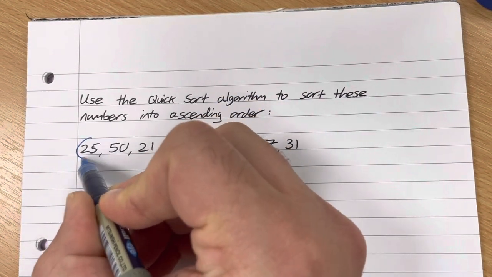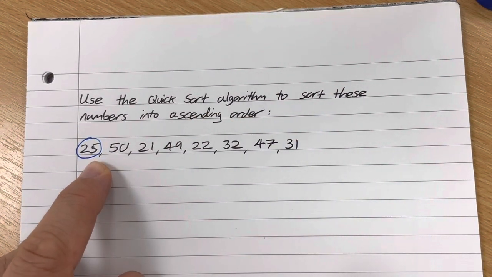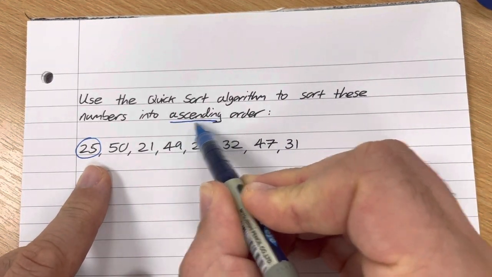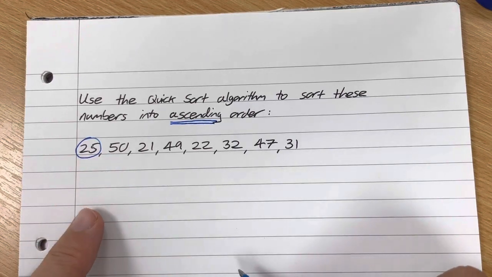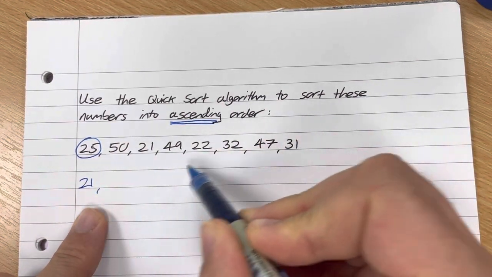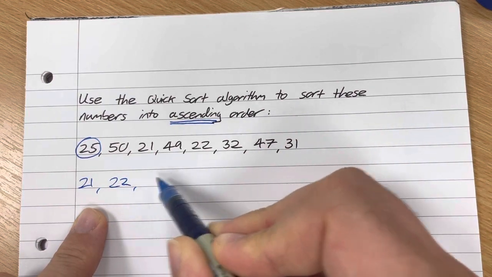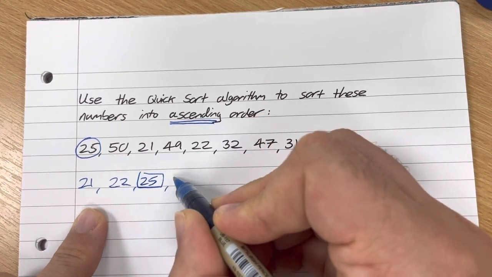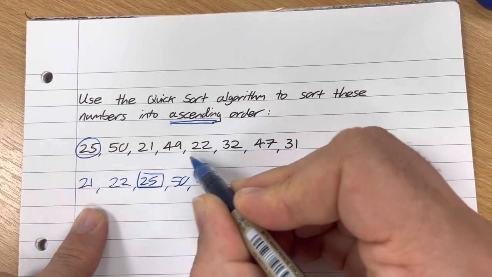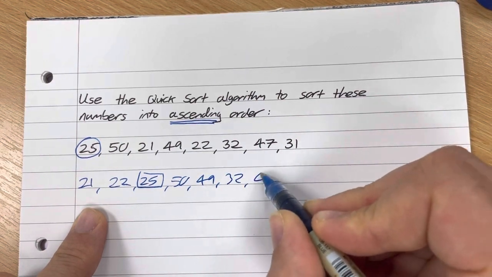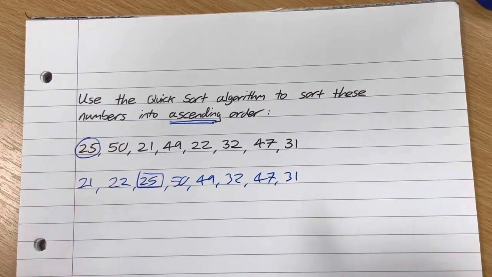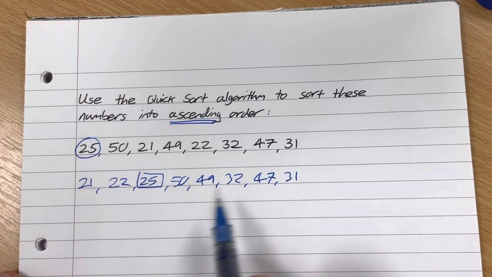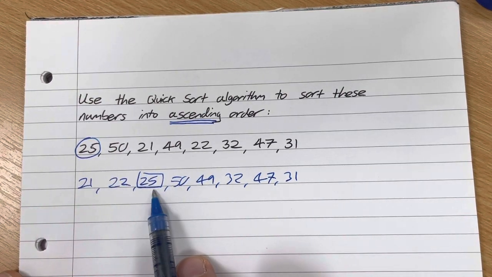So for this one here, the 25 will be the pivot because that is the first number in the list. And then any smaller numbers this time will go on the left because we are looking to sort the numbers into ascending order. So 21 is smaller, 22 is smaller, 32 is not, 47 is not, and in fact there's only 2 that are smaller. Then 50 is bigger, 49 is bigger, 32 is bigger, 47 is bigger, and 31 is bigger. Notice again that these numbers are in the same order that they appeared in the list above. They're just either side of our pivot point.